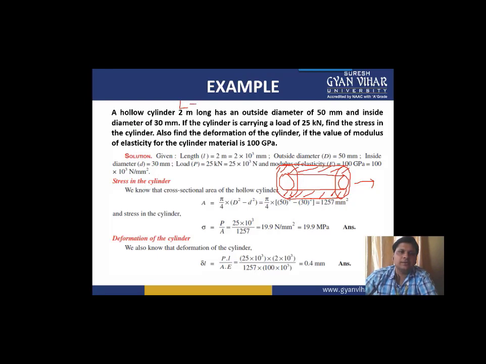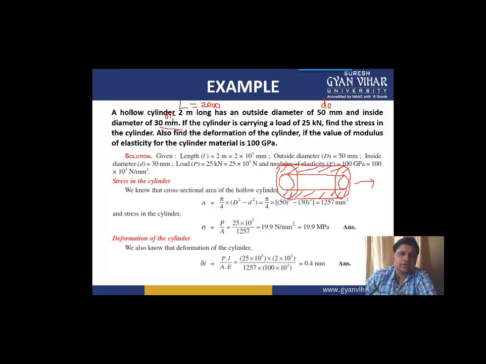So first of all, let's read: a hollow cylinder, 2 meter length. So L, the total original length, is given to you. 2 meter means 2000 mm. It has its outside diameter, let us denote it by d naught or D, and inside diameter d i. This will help us to calculate the cross sectional area.